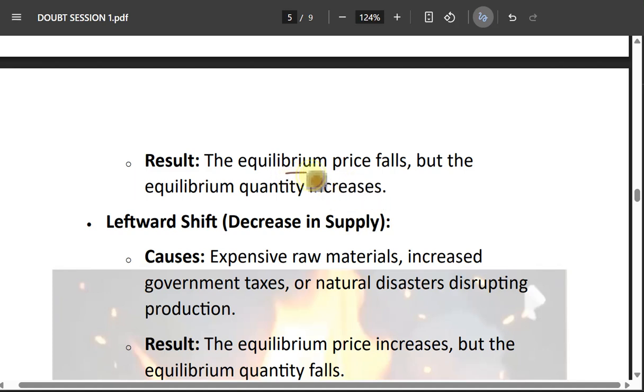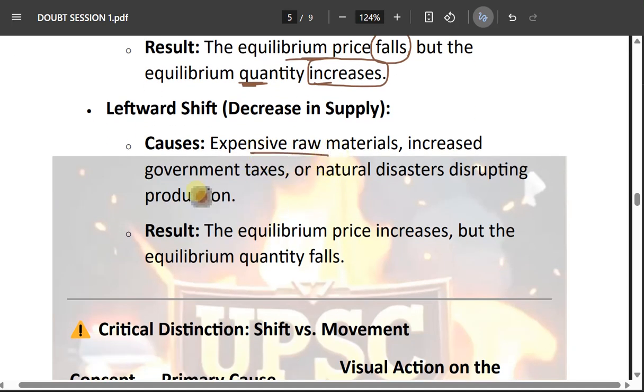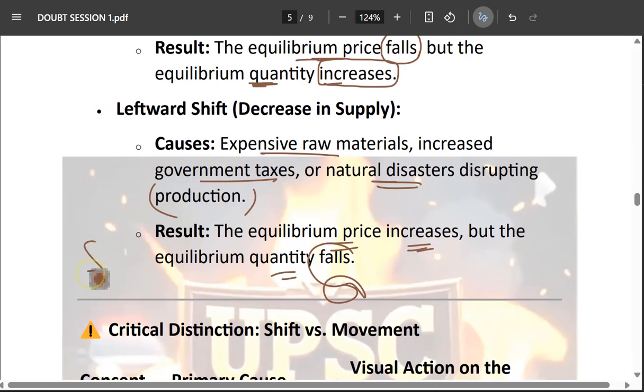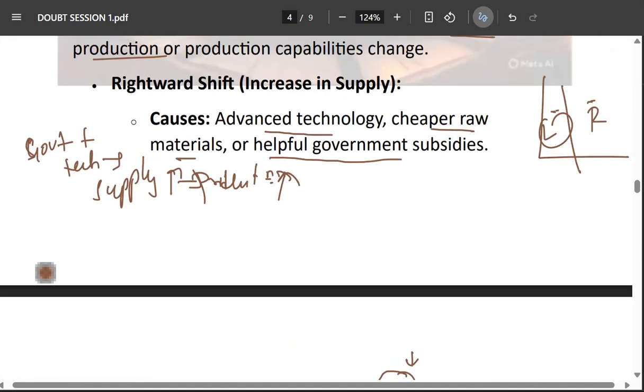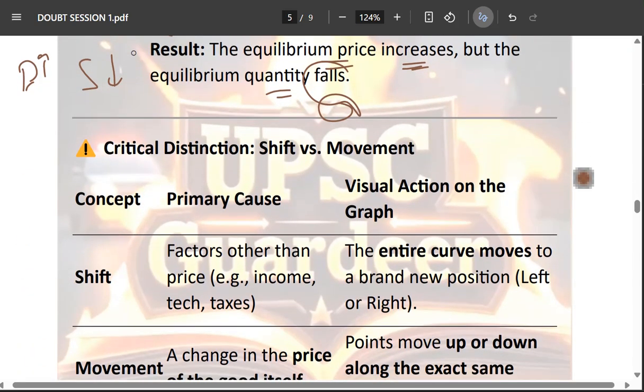So the result for equilibrium price and quantity: when you compare, the price will decrease, but the quantity will increase. When it comes to a leftward shift, the raw materials are expensive, government tax is high, natural disasters are disrupting production. So the equilibrium price will increase, and the quantity will fall. That is, supply comes down, demand increases, and it's a left shift. A left shift means it's negative in both cases. Clear? That's it, we want to understand the demand and supply curve.